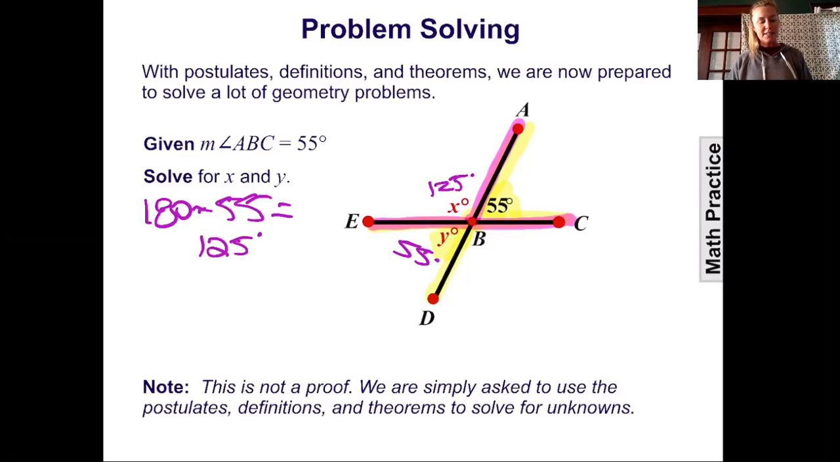Lastly, and it doesn't ask us this question, but we're going to go ahead and do it anyway. We have this angle right here that I'm highlighting in green. And then we have this angle right here that I'm highlighting in green. These are vertical angles, therefore they're also equal. So this is 125, okay?